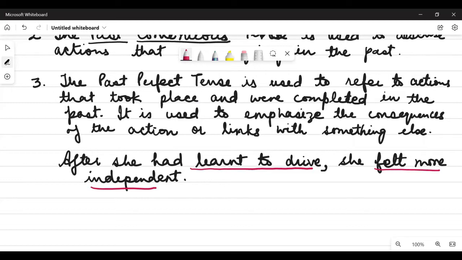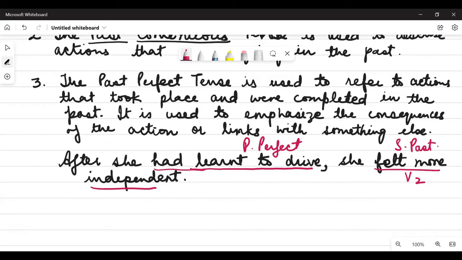So, when two actions take place in the past, and one is the consequence of the first action, for that first action, we always use past perfect tense, right? And the action which has come as the consequence of that action, for that we always use simple past. So that is why here, ma'am, had learnt has been used, and here second form of verb has been used.